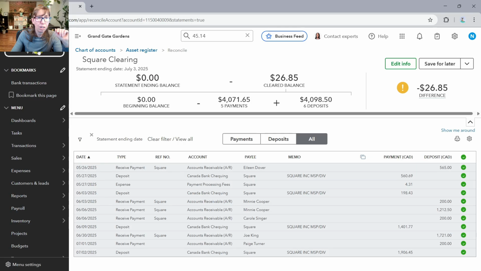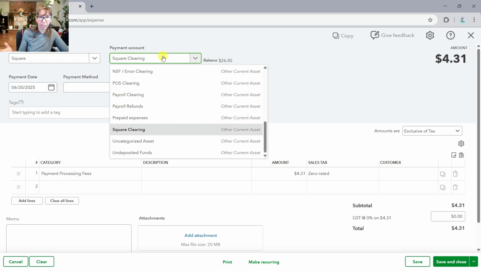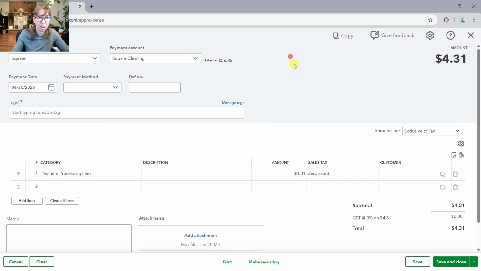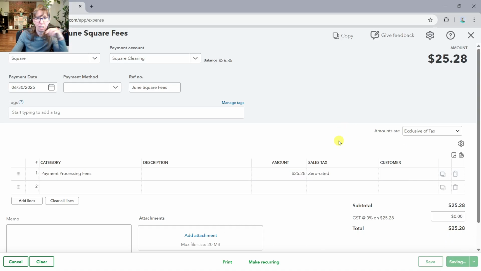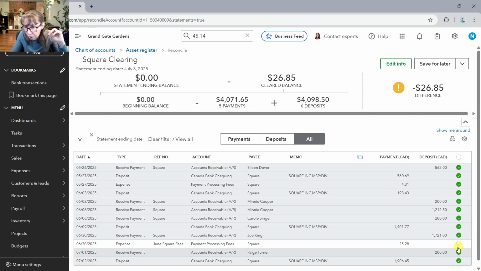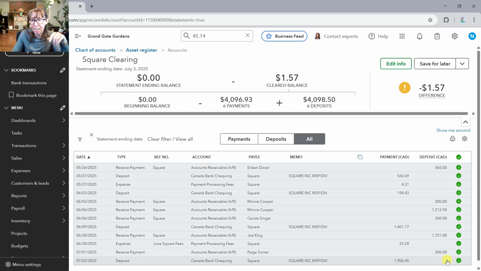So I'm gonna go New Expense, and from Square, payment account was Square Clearing, so we're using the clearing account to put these fees in. And I'm going to date it June 30th, and this is just all of the June Square fees. Payment processing fees of $25.28, and that is 0 rated, and we're going to go save and close. So let's go ahead and check that off, and we're off by $1.57. So our spidey senses are probably telling us that $1.57 are the Square fees of the 200.